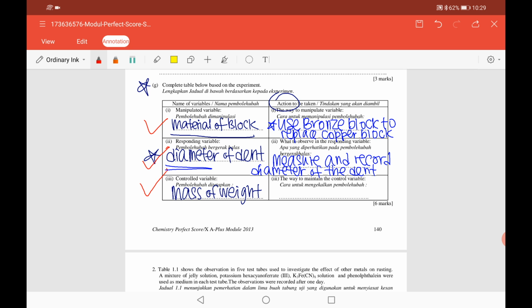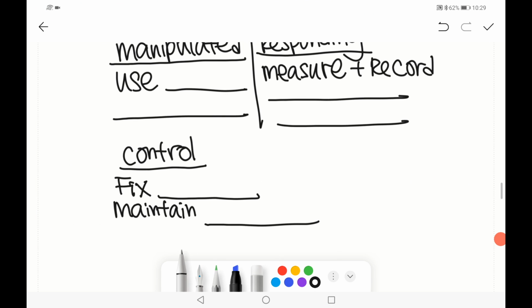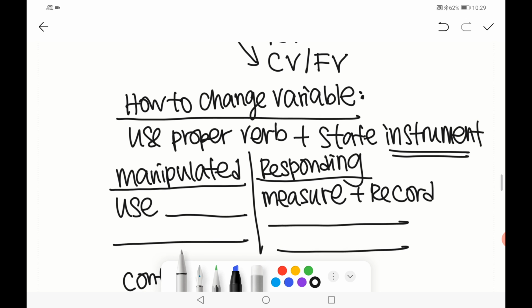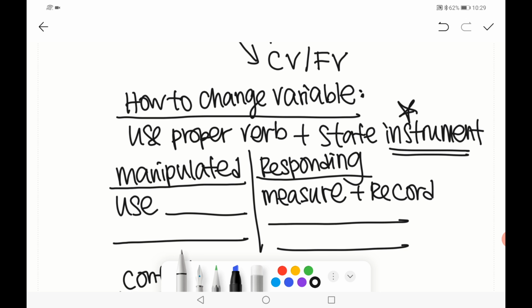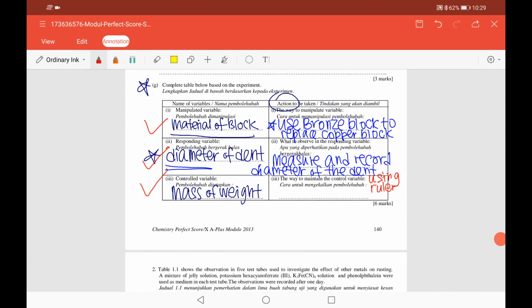Measure and record the diameter of the dent using a ruler, so that they are very clear of what you are doing here. If possible, try to tell people what instrument you use for the measurement purpose. Now come back to here.